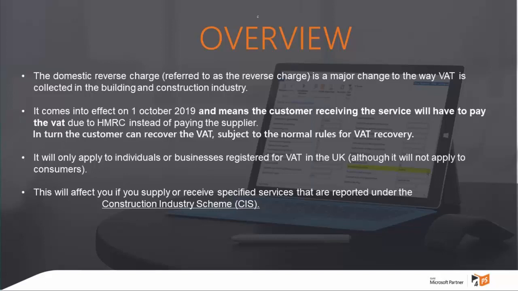The general overview is HMRC, as we know, are changing the way that they collect VAT in the building and construction industry. As Adam said, it's coming into effect on October the 1st this year, giving us a lot of time to get organised, but nonetheless. It means that the customer who receives the construction service will have to pay HMRC direct rather than paying the supplier. But this will only affect those that are registered for VAT and if you supply or receive services under the CIS scheme.